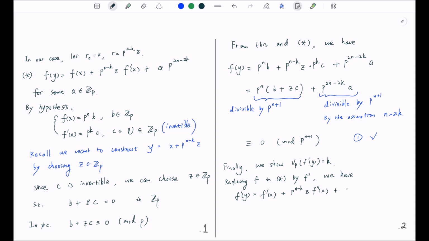And the last part is the same. And clearly, these two terms are both divisible by p to the power n minus k. So this is congruent to f prime of x modulo p to the power n minus k. And what is f prime of x? f prime of x is p to the power k times c.